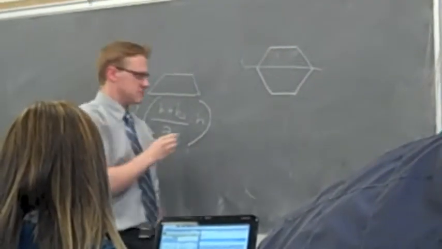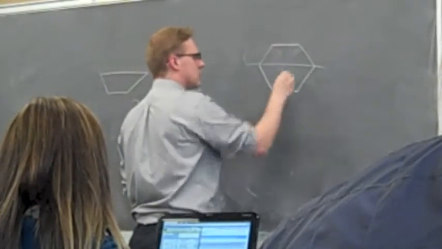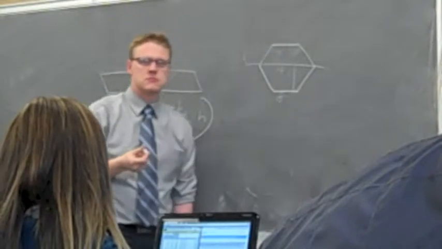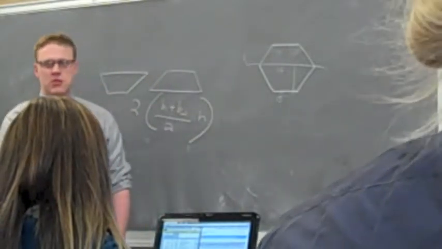Okay. What are the bases then? 8 and 16. And the height is the square root of 48. It's the same thing, same process. You do a triangle and find the height. Cool. Good.